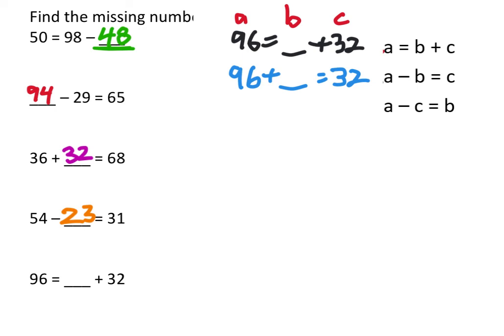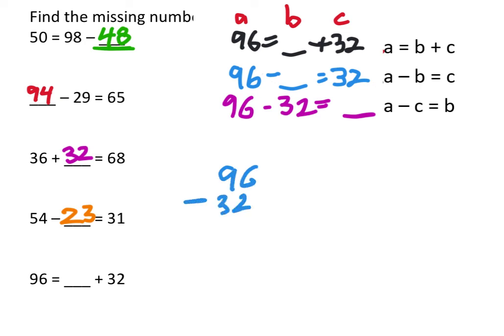Oh, I put plus, that should have been minus right there. I apologize. So this last one would be 96 minus the C value, which is 32, equals the blank. That's the one that we want. So we'll do this one, 96 minus the 32. 6 minus 2 is 4. 9 minus 3 is 6. So that's 64, which I can put into that last blank.